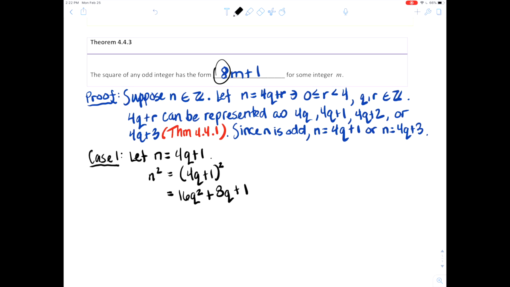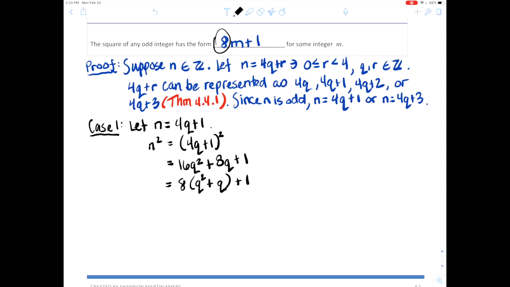And remember, the whole plan is that I'm going to be using that theorem 4.4.1. I want to show that whole deal about n is equal to 8 times some integer plus the remainder 1. So let's check it out. Here we go. If I factor out an 8 here, then I will have q squared plus q. And I still have 1 hanging out, right? So now I just need to show that q squared plus q belongs to the integers.